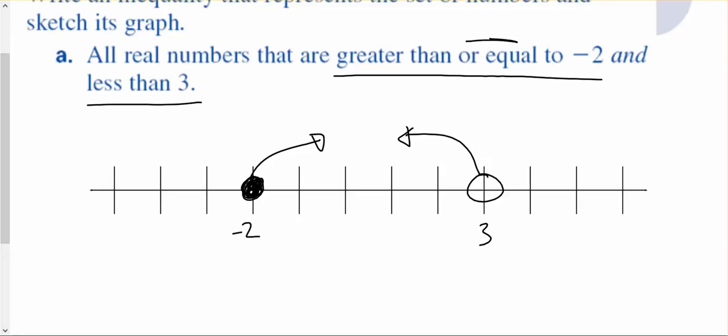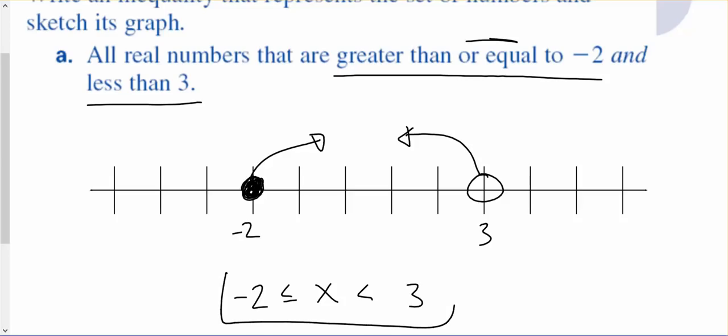Now how would I write this as an inequality statement? My numbers are negative 2 and 3, so I can just write this in. Negative 2 and 3 are my numbers. I put a variable in the middle. Greater than or equal to negative 2 would be greater than or equal to. All real numbers greater than or equal to negative 2, and less than 3, I'd eat the 3. All real numbers greater than or equal to negative 2 and less than 3.